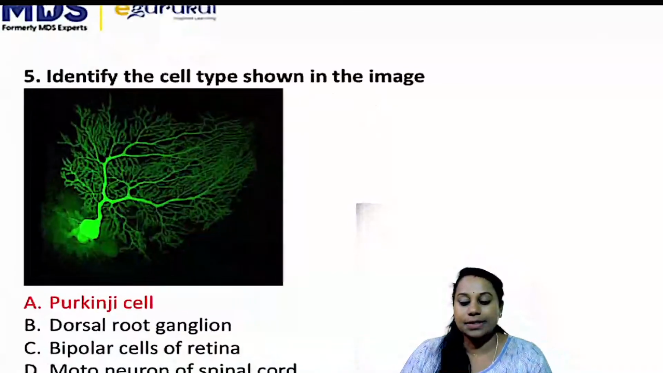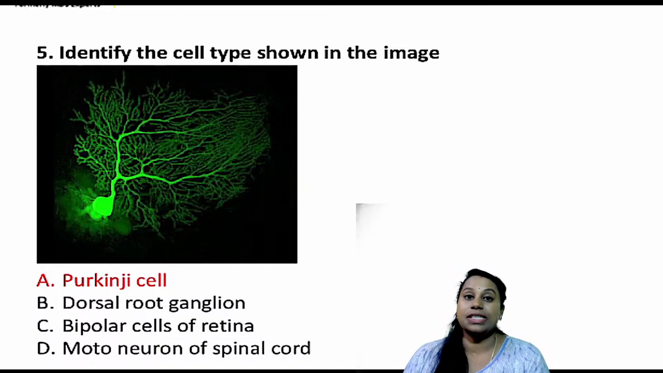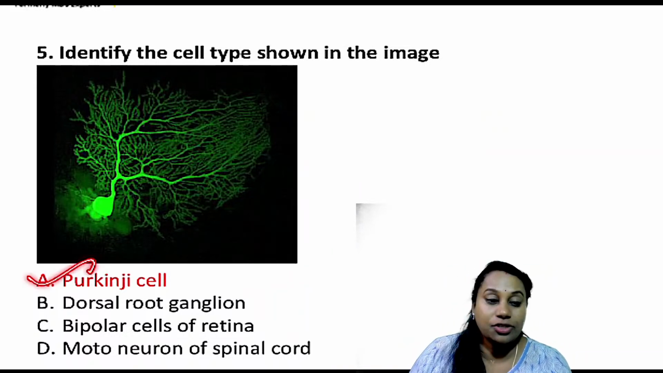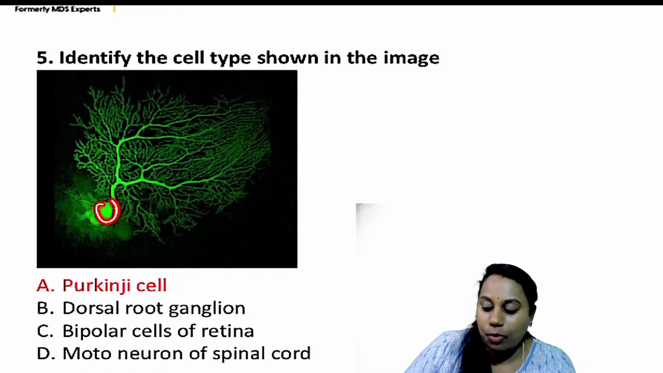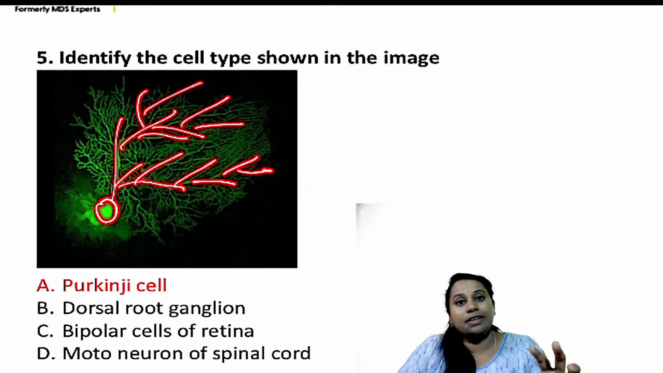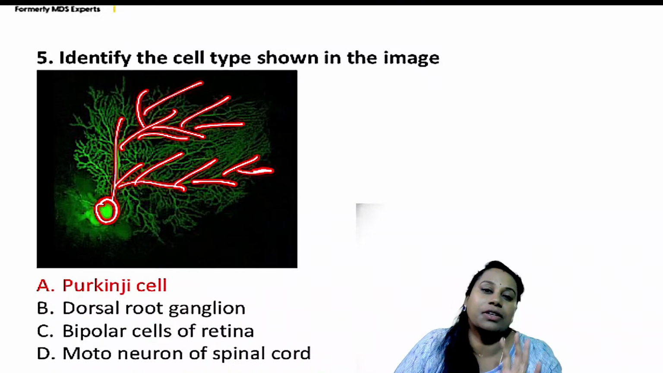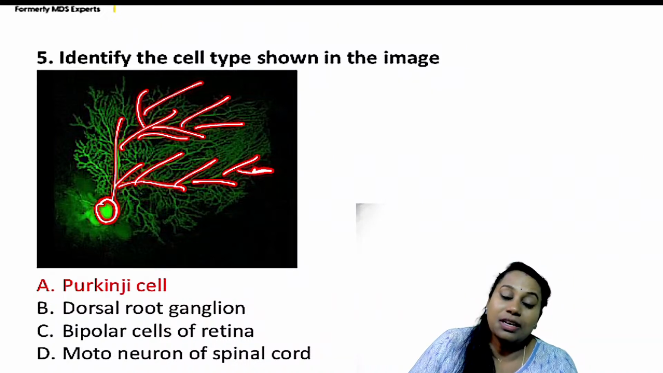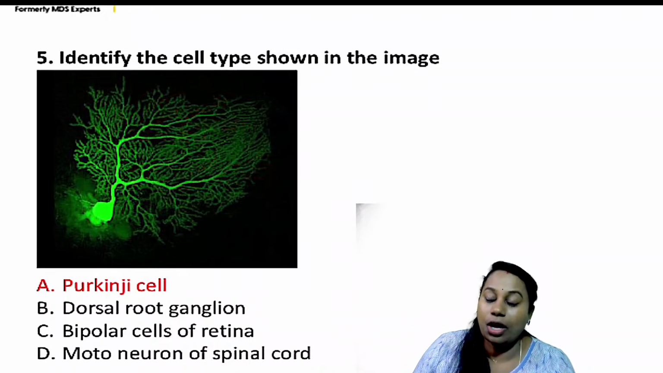The fifth question: identify the cell type shown in the image. This is the largest cell of the cerebellum, the Purkinje cell. How will you identify it? This is the cell body. The dendrites are dividing multiple times into extensive patterns. If you see multiple dendritic divisions like this, diffuse connectivity of dendrites, it is typical of a Purkinje cell. Only the Purkinje cell will have such a diffuse type of connection. It's an example of a multipolar neuron.